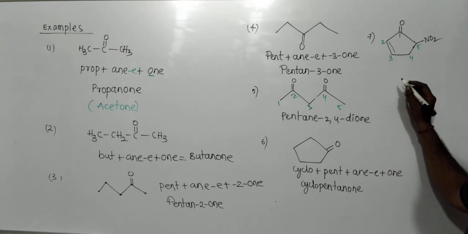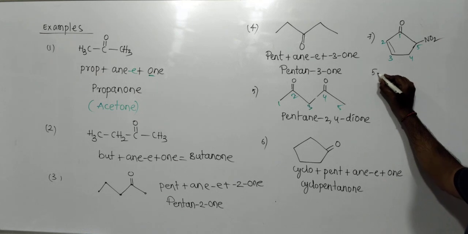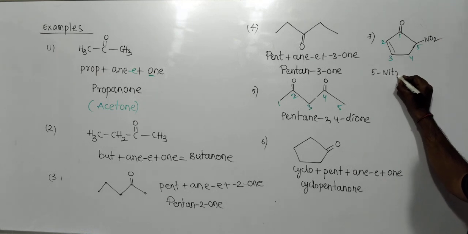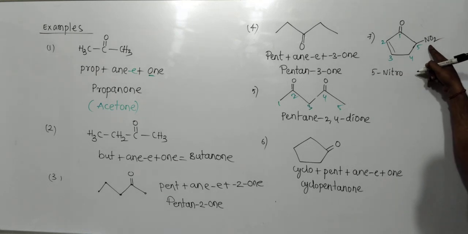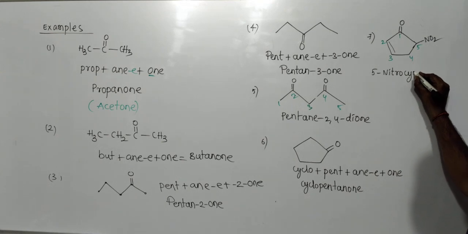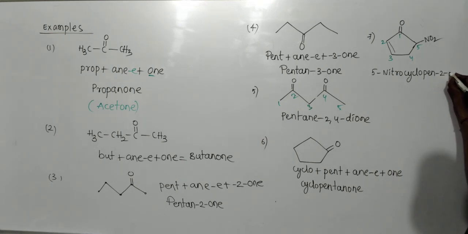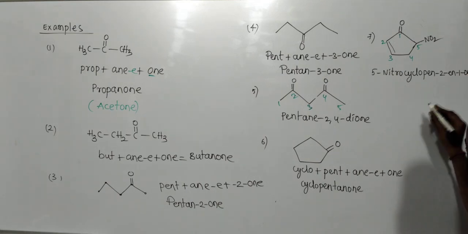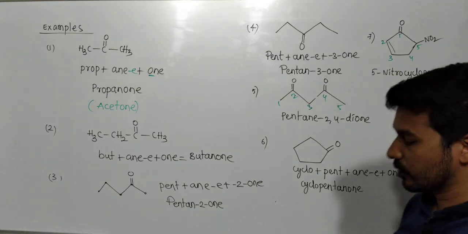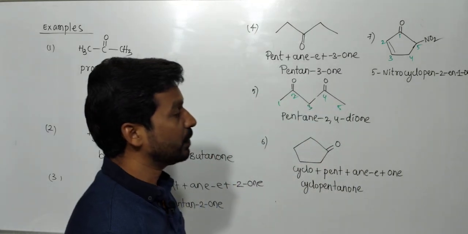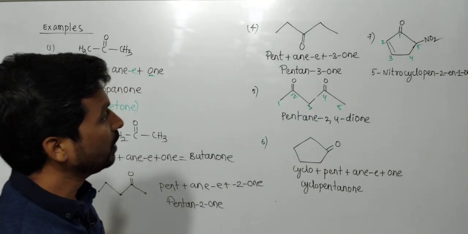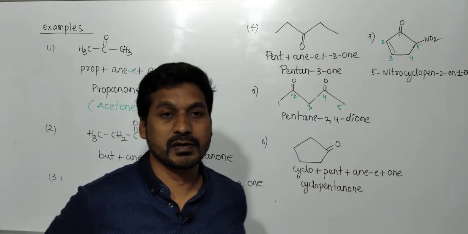And this becomes 5 nitro, cyclo, 5 carbon atoms pent, 2 ene, 1 on is the IUPAC name of this molecule. 2 ene, 1 on. 5 nitro, cyclo, pent, 2 ene, 1 on is the IUPAC name of this molecule.